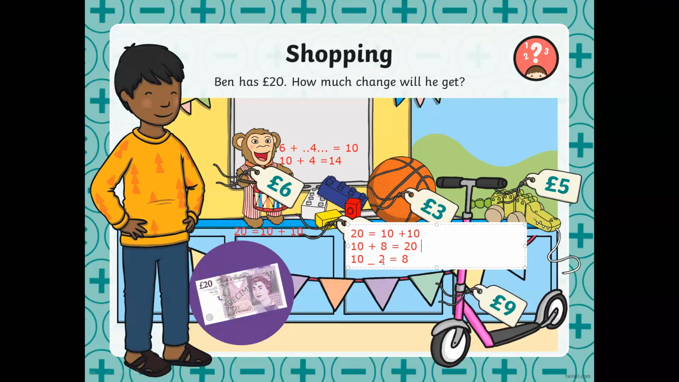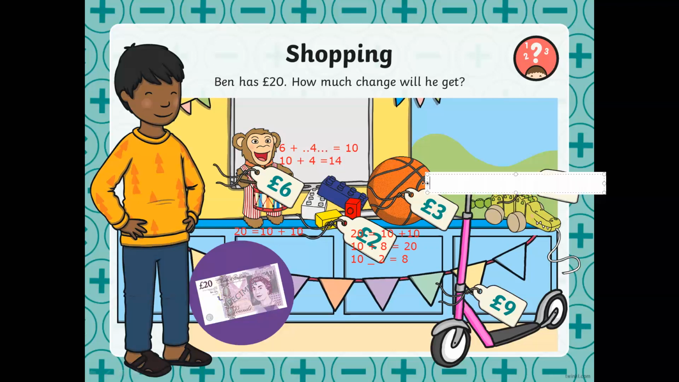Okay. So here, if I bought these cubes or these blocks, I will pay $20 and I will take $18 as a change. Okay, the change will be 18.